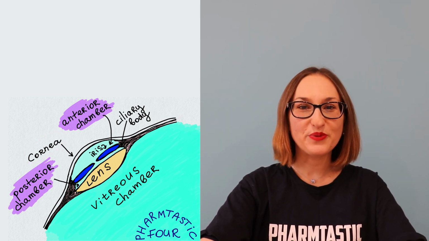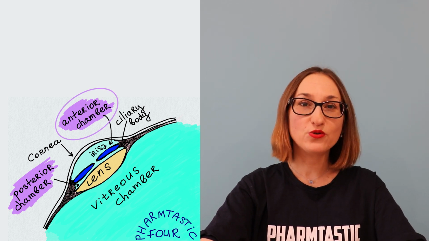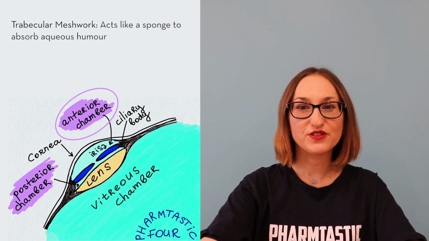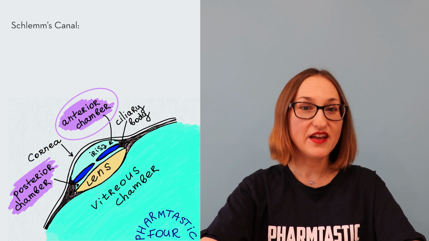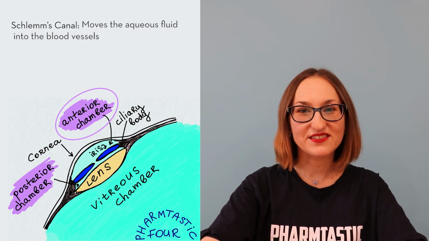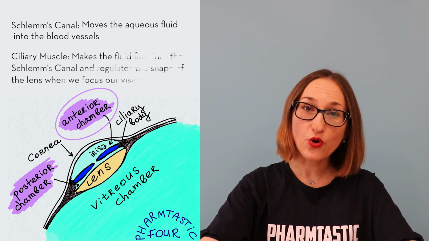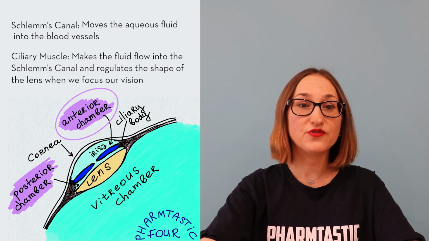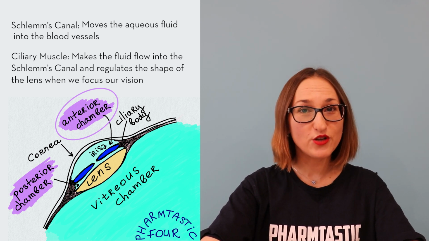Reabsorption of aqueous humor is done in the anterior chamber with little tubes called trabecular meshwork, acting like a sponge to absorb the fluid. These tubes collect liquid into the Schlemm's canal, where it goes into the blood vessels. The ciliary muscle is responsible for making the fluid flow into the Schlemm's canal. The ciliary muscle, a part of a ciliary body, regulates the shape of the lens when we try to focus our vision.